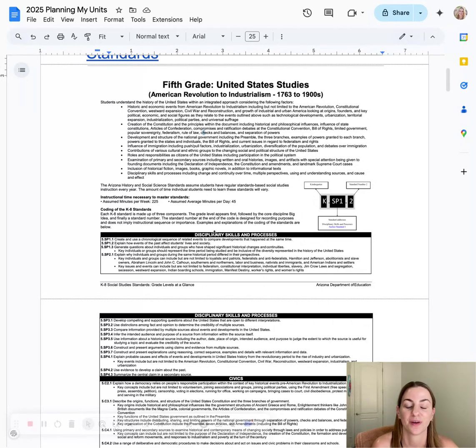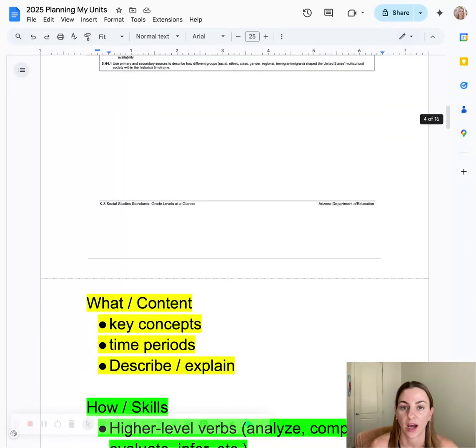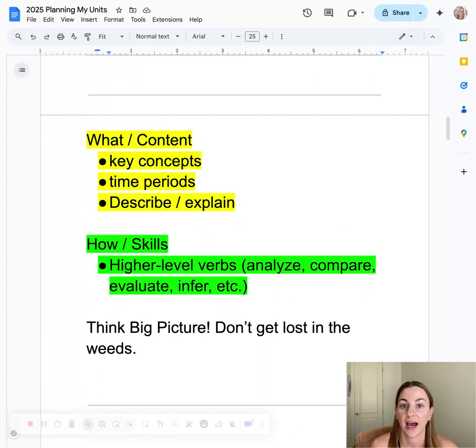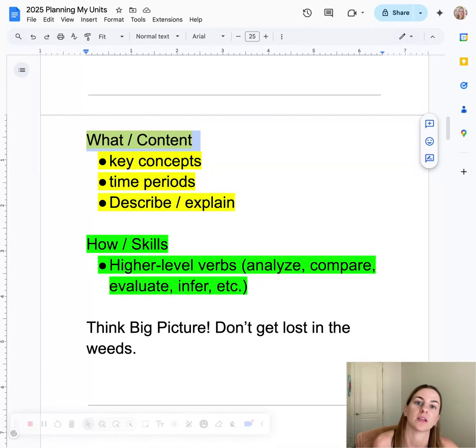Okay, the next step is to read your standards thoroughly, and I have a trick that I think will help you. So when I read the standards, I highlight them in 2 different colors. In yellow, I highlight the what. What am I teaching? So this is like the Civil War, this is causes of the American Revolution, this is westward expansion.